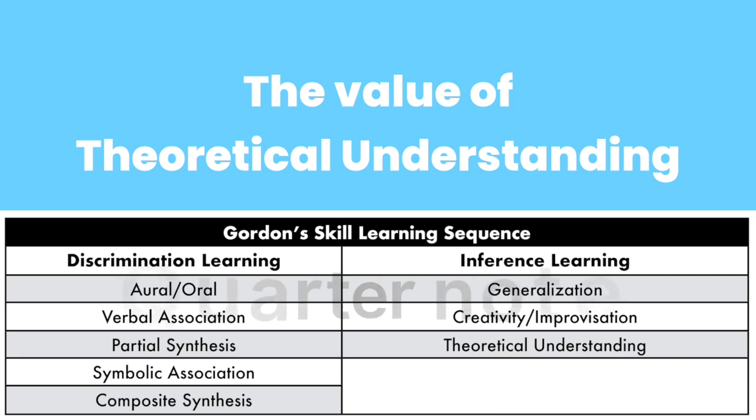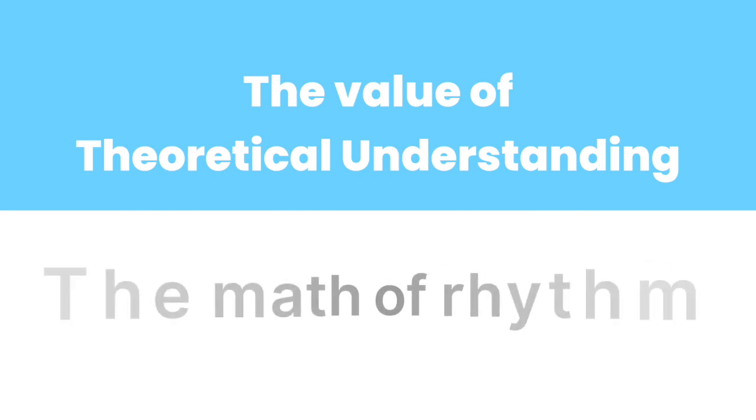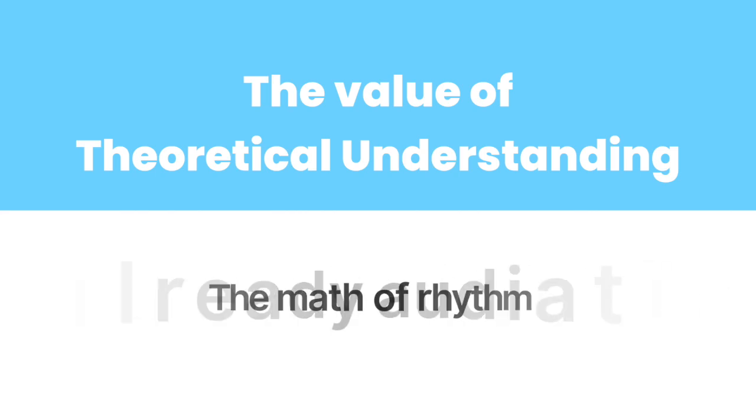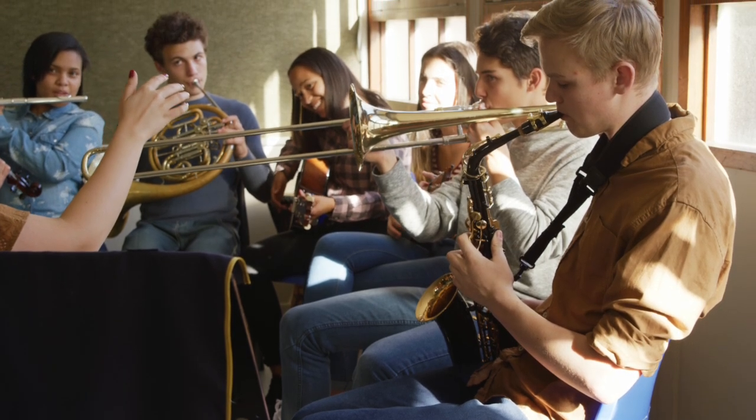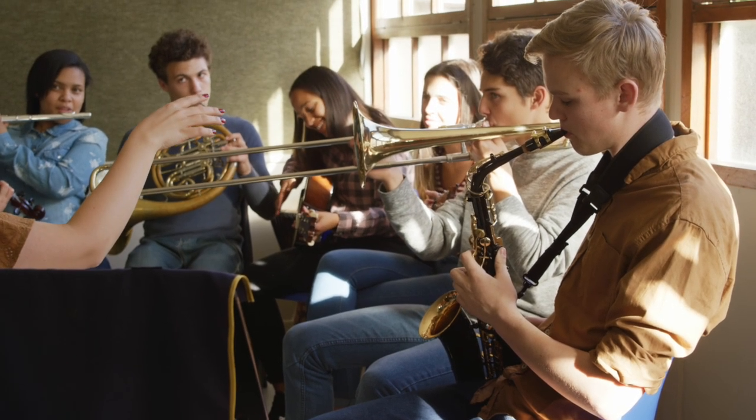A quarter note doesn't mean very much by itself, but when you've gone through oral, verbal association, partial synthesis, and symbolic association, a quarter note means an awful lot, in multiple time signatures and across several rhythmic functions. So at that point, the math of rhythm is an explanation of things that students can already audiate. Or to speak intelligently with musicians who do not have the same audiation-based verbal associations our students have.